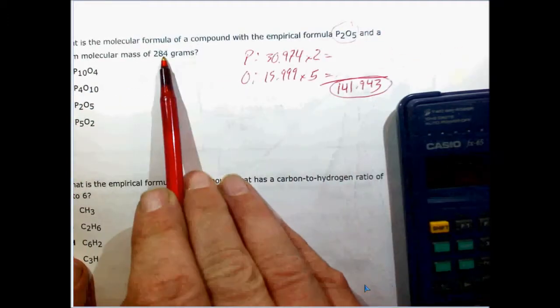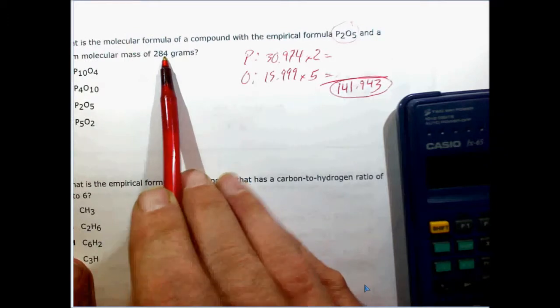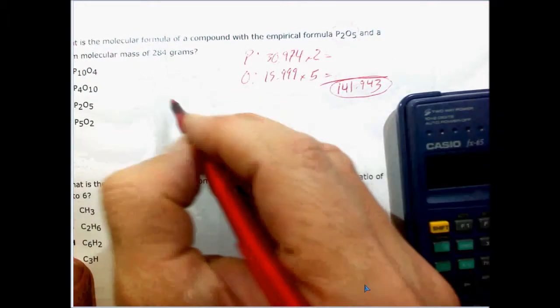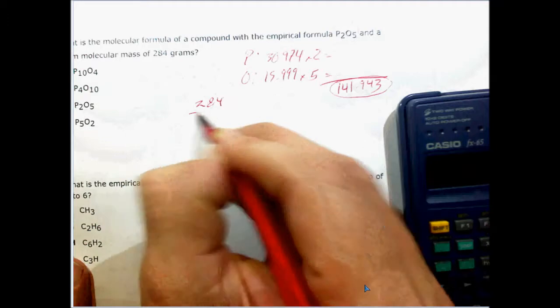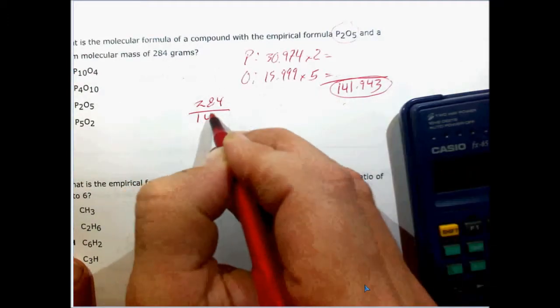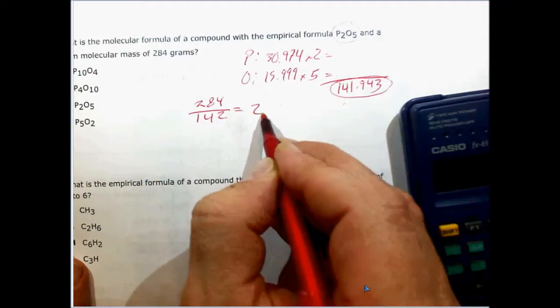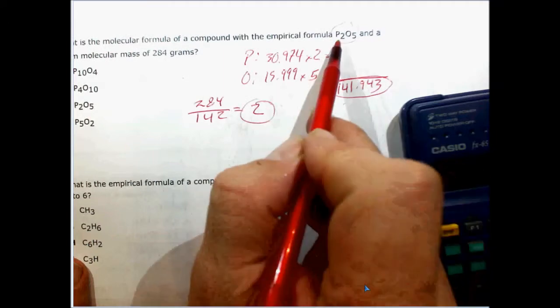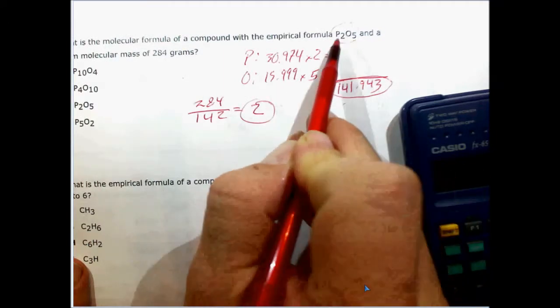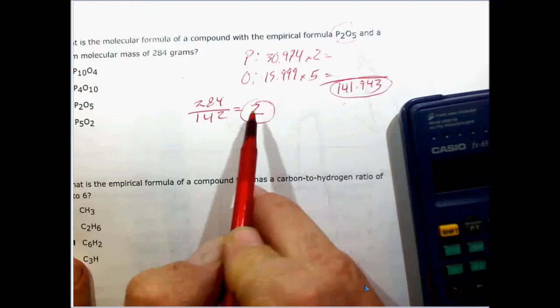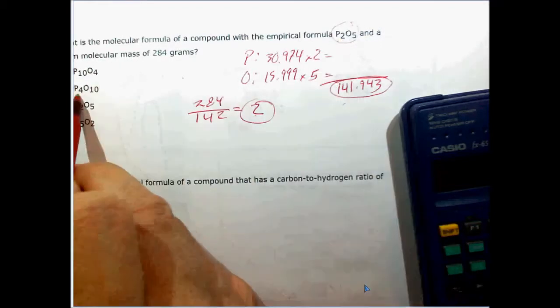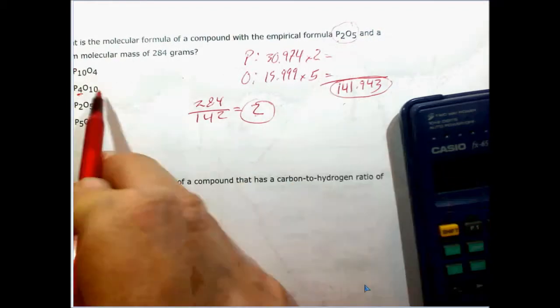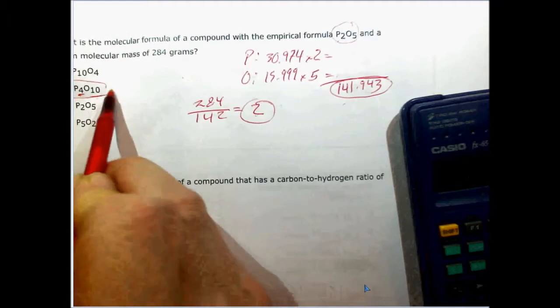Now all we have to do is figure out this ratio. 284 divided by 142 is just 2. So every one of these subscripts will be multiplied by 2. 2 times 2 is 4. 2 times 5 is 10. So the answer must be B.